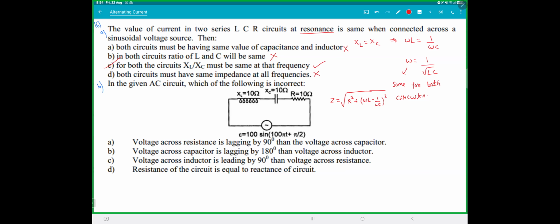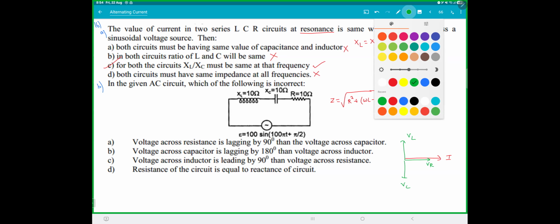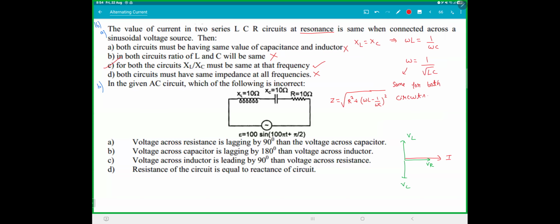What about the B option? Again, the RLC circuit is being asked about. We know the current will be common because it is a series circuit. VR will be in phase, VL is perpendicular, VC is this. Now let's see the options. Voltage across the resistance is lagging 90 degrees by the capacitor. No, wrong. Voltage across the resistance is actually leading by 60 degrees.